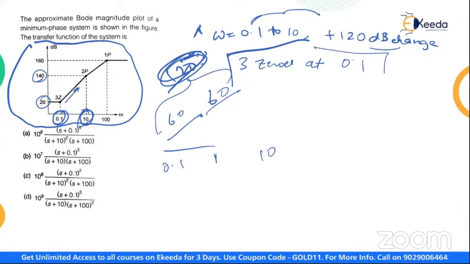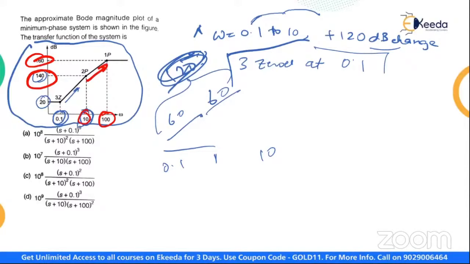Getting my point? Yes, sir. Now, what happens when omega is between 10 and 100? Whenever omega is between 10 and 100, my dB changes from 140 to 160. 10 to 100 is 1 decade, and 140 to 160 means it is again increasing.